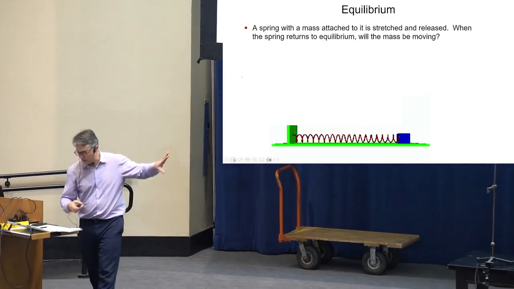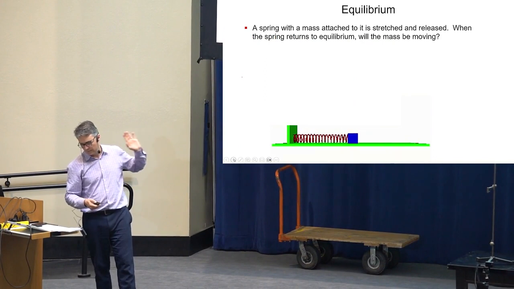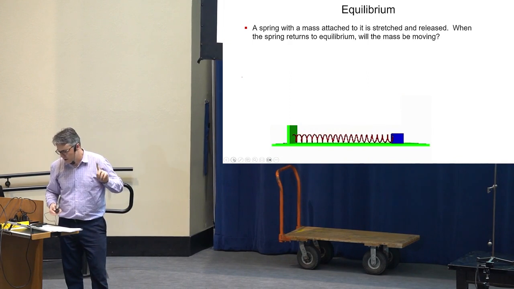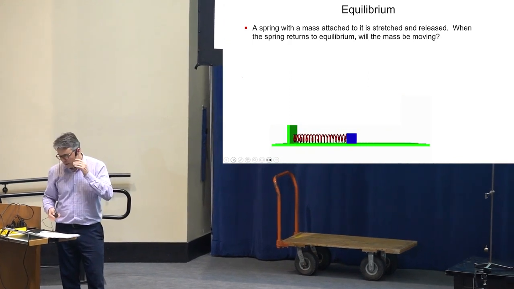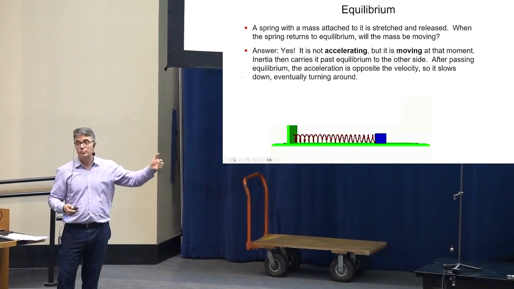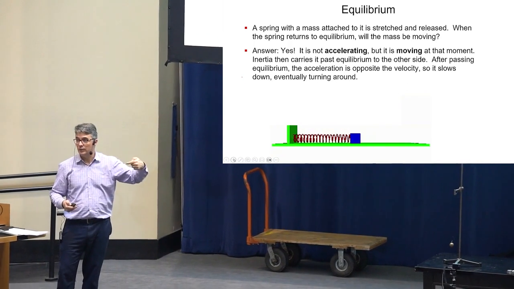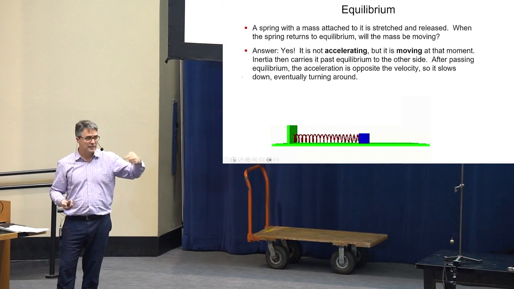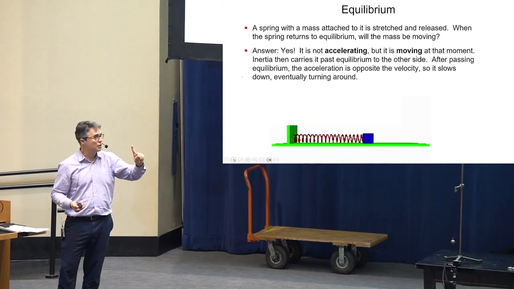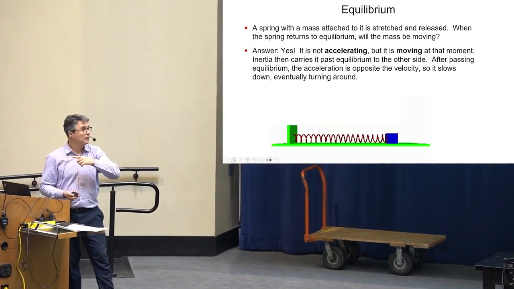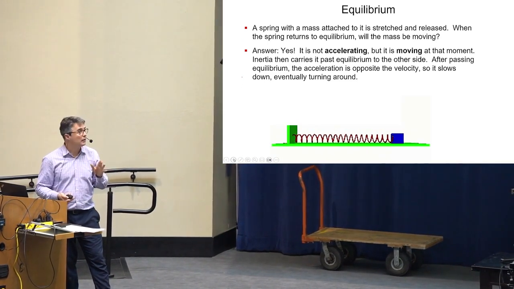So it's easier, I think, sometimes to view this thing from horizontal motion here. A spring with a mass attached to it is stretched and then released. When the spring returns to equilibrium, will the mass be moving? And the answer is yes, because it was pulled there by a force that was always towards the equilibrium. There's nothing slowing it down because it's on a frictionless surface. So when it gets to equilibrium, this is the whole key with simple harmonic motion, inertia carries it past equilibrium to the opposite side. And that's why this whole thing ends up repeating.